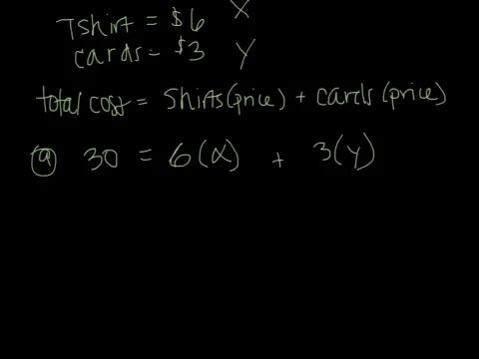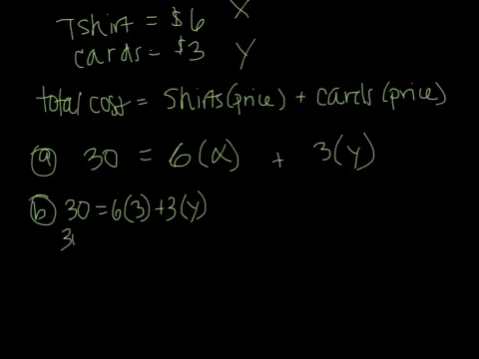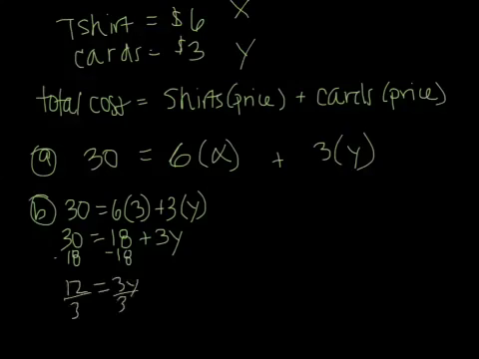For B, it wants us to find out how many cards you can buy if you buy 3 shirts. So let's plug that in. 30 equals 6 times 3 shirts plus 3 times the number of cards. We're trying to find that out. So 30 equals 18 plus 3y. Minus 18 from both sides. That leaves us 12 equals 3y. Divide by 3. We know y, or the number of cards, equals 4.